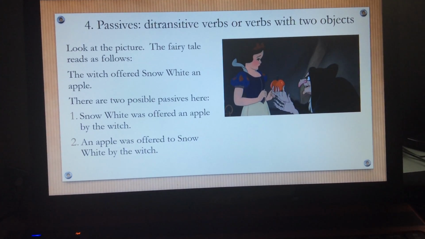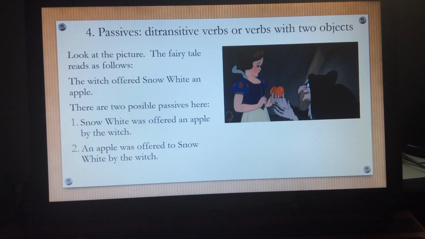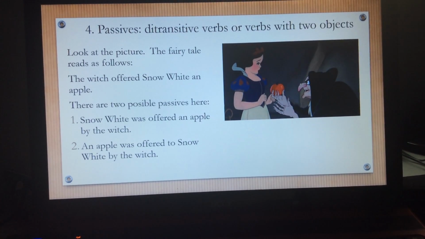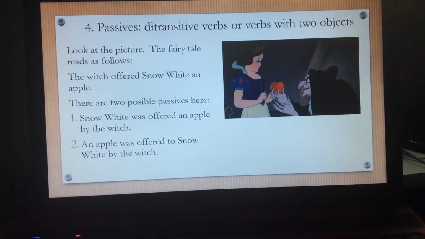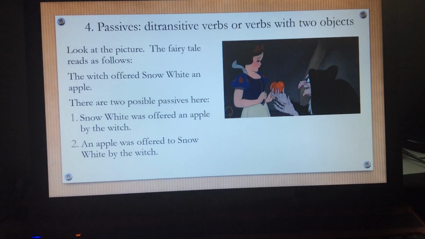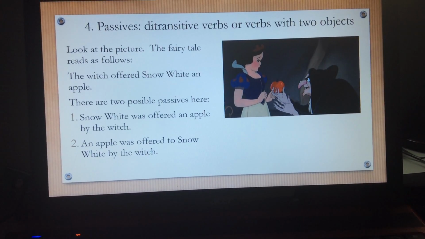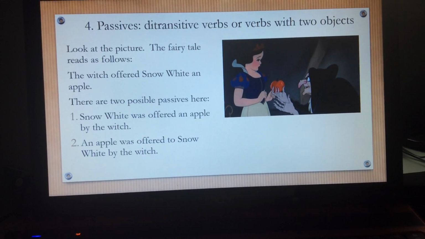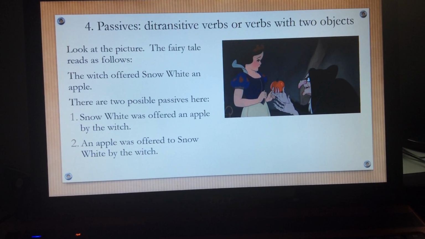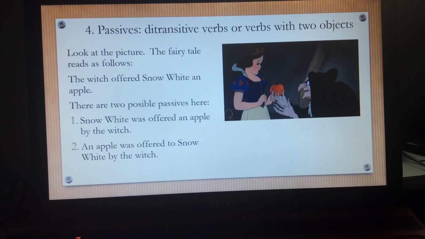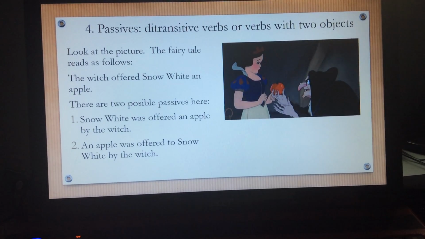Let's move on. We go now to those special type of passives that we can find with two objects, also called the transitive verbs. If we look at the picture, the fairy tale reads as follows. The witch offered Snow White an apple. There are two possible passives here. You can say, Snow White was offered an apple by the witch, or an apple was offered to Snow White by the witch.